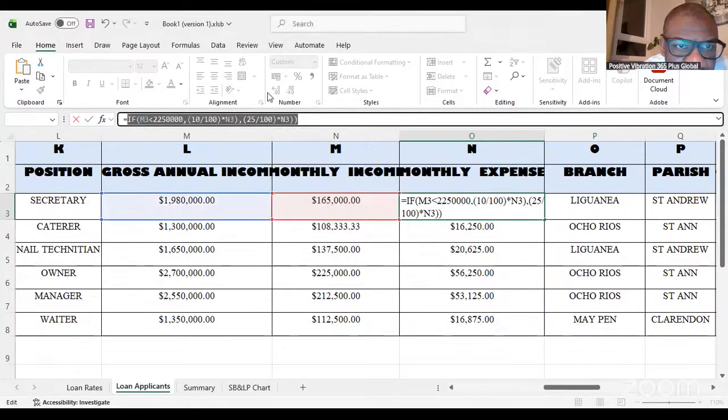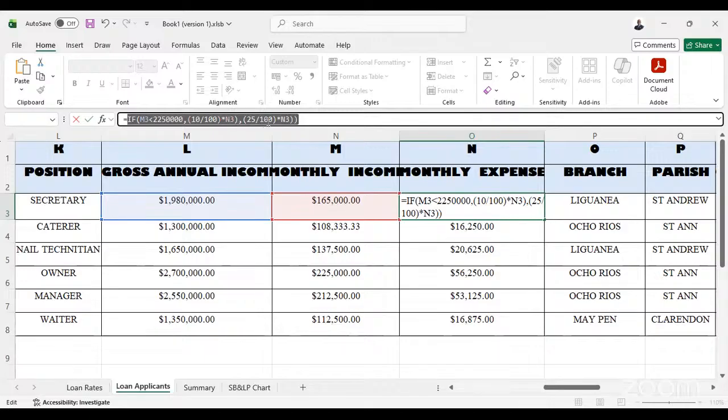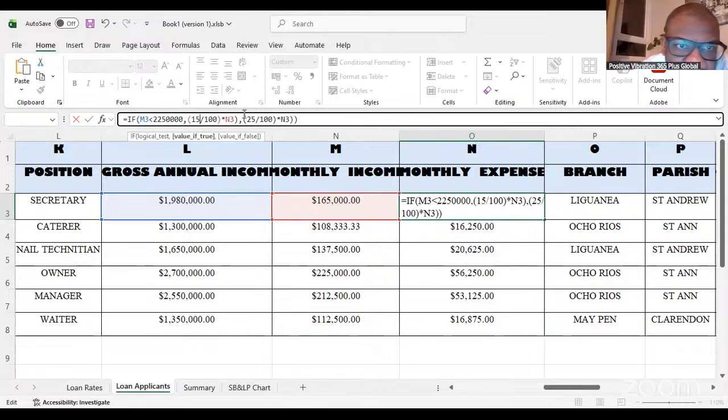15 over 100 times N3, that should be a comma, right? That should be a bracket, so comma. It's 15, yeah, 15 over 100 times N3, 25 over 100 times N3. So where's the bracket? That bracket should be here, and then this bracket should close off. Do I need to have a bracket here? Let's see all the brackets. This bracket closes here.